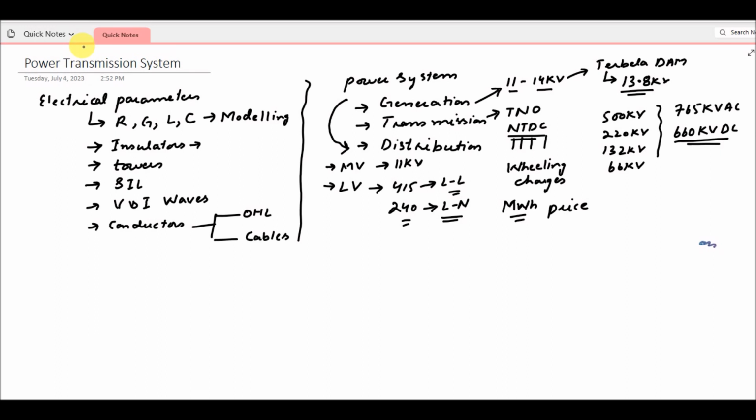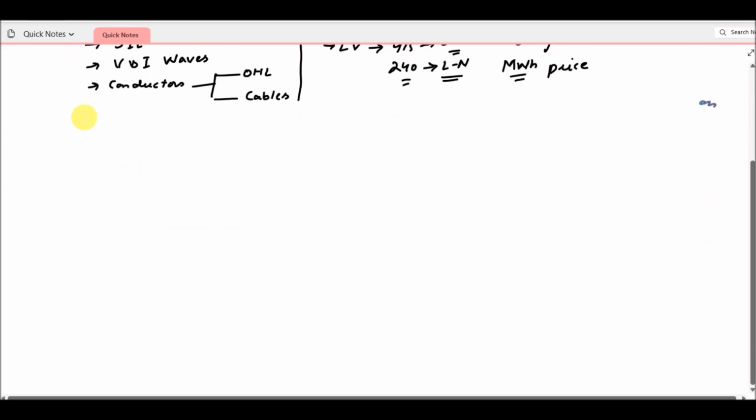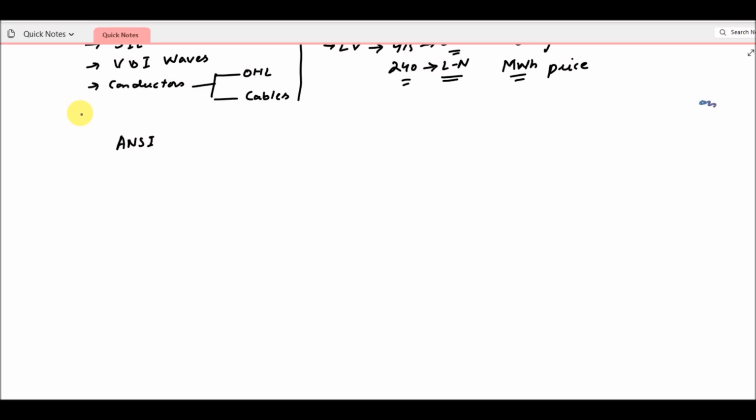Now let us talk about the different standards that are used to define the different levels of voltages. The most common one is ANSI, which means American National Standards Institute. The standard that specifically targets the voltage levels is C84.1-89.